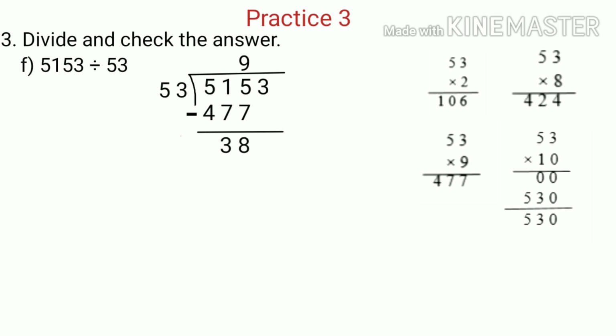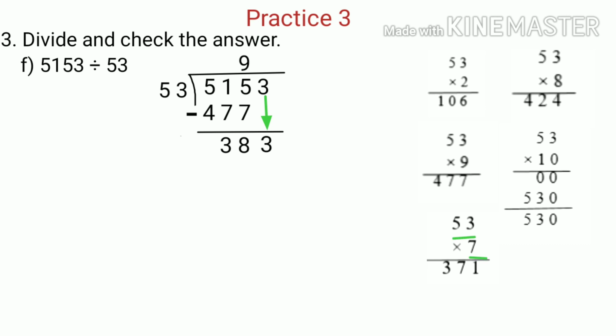So now we will bring down the next digit, that is 3. So the number becomes 383. Now since we have already seen that 53 multiplied by 8 is 424, which is more than 383, let's multiply 53 by 7. 53 multiplied by 7 is 371, and 371 is nearest to 383. So we will consider 371.